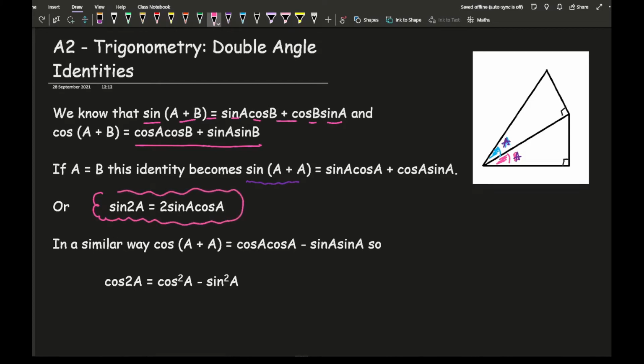And likewise, if we were using cos, so if A and B were the same, then cos A plus A would equal cos A cos A minus sine A sine A, which would therefore give us a second trig identity for these double angles as cos 2A equals cos squared A minus sine squared A.